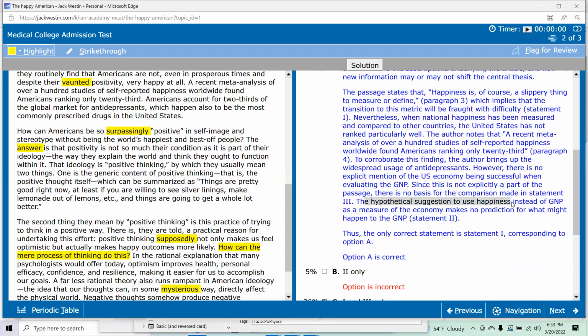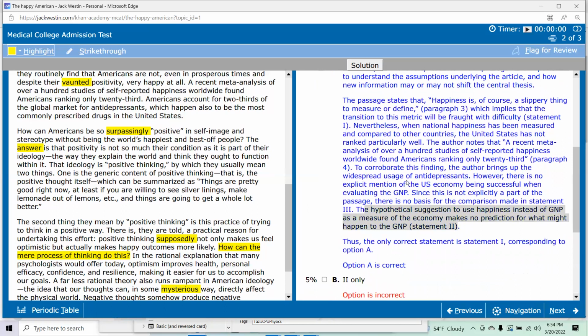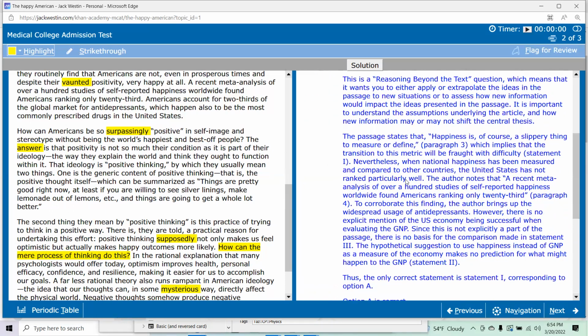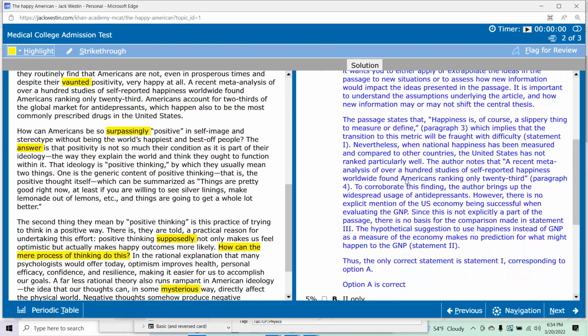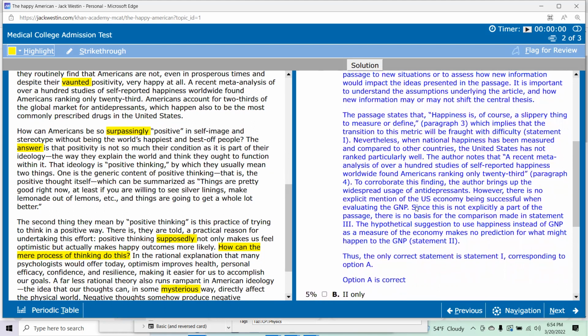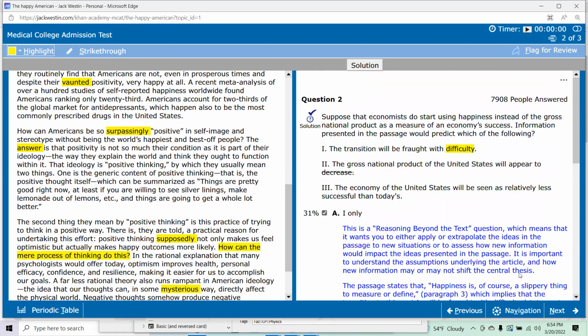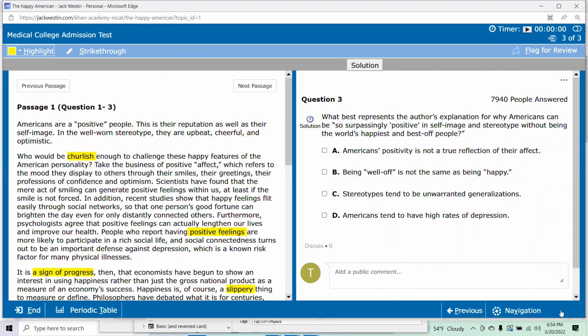The hypothetical suggestion to use happiness instead of GNP as a measure of the economy makes no prediction for what might happen to the GNP. Statement 2. What about statement 3? There is no explicit mention of the US economy being successful when evaluating the GNP. Since this is not explicitly a part of the passage, there is no basis for the comparison made in statement 3. It is what it is.